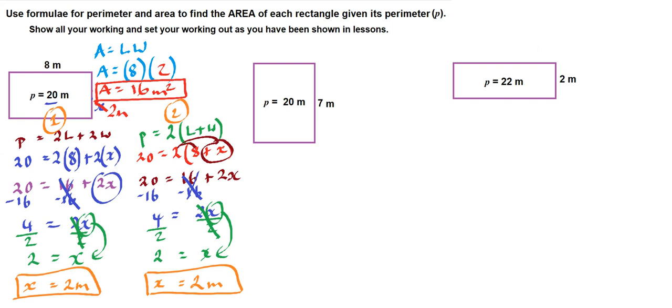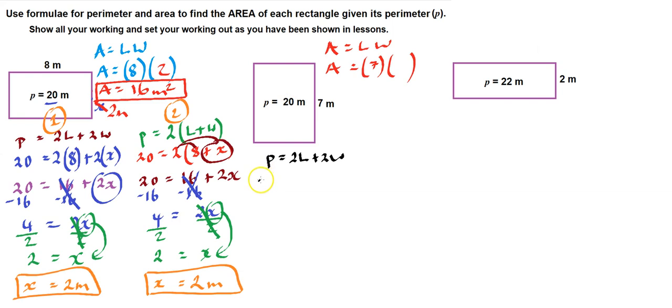Okay, so for the next one, let's do the same thing. We've got area equals length times width. Area equals, we're given the length, which is 7. We're not given the width yet, so let's wait and see. Let's use P equals 2L plus 2W, and let's see where we get to.